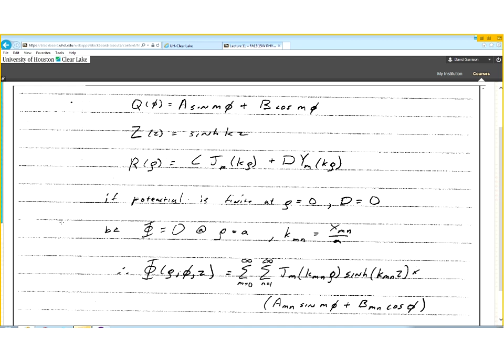And then you just simply plug in what your potentials are going to be, like your potentials on the boundaries of your cylinder.